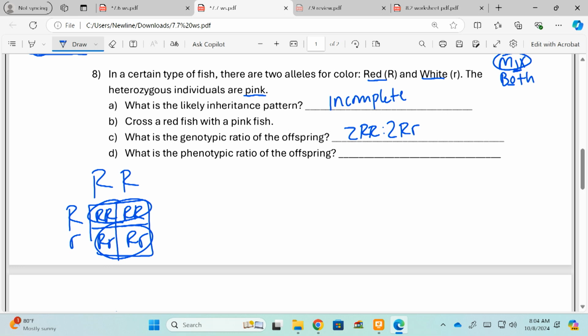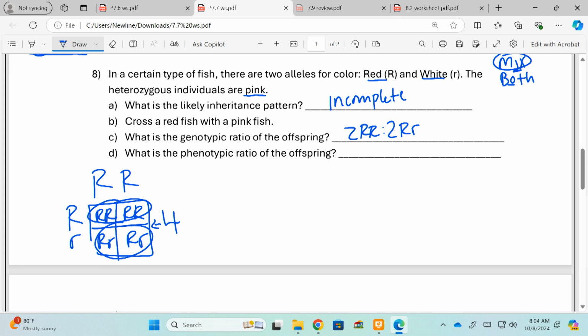People are expecting there to be 4 boxes in the Punnett squares, so I think it's easier just to write it like this so there's no confusion. You can simplify it to one-to-one, but this is a fine way to write it as well. Okay? And then it is asking what is the phenotypic ratio.